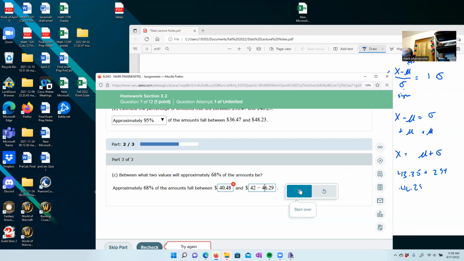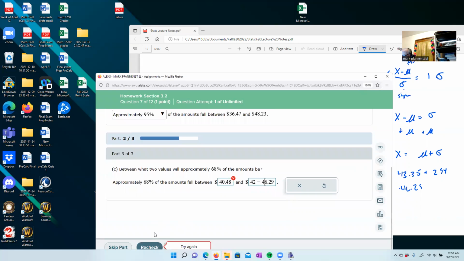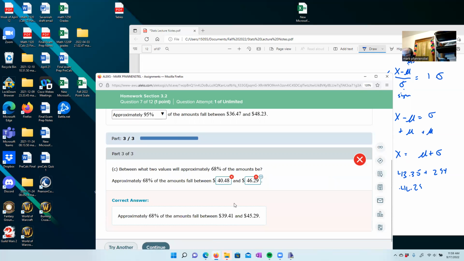$46.29. Okay, we'll try that one. So they were draconian and just marking the whole thing. They really did not like this. Oh, that's because I didn't type it in correctly. Okay. I want 46.29. Okay, we'll check one last time. Fingers crossed. Did not like. Okay, one of your digits is wrong.